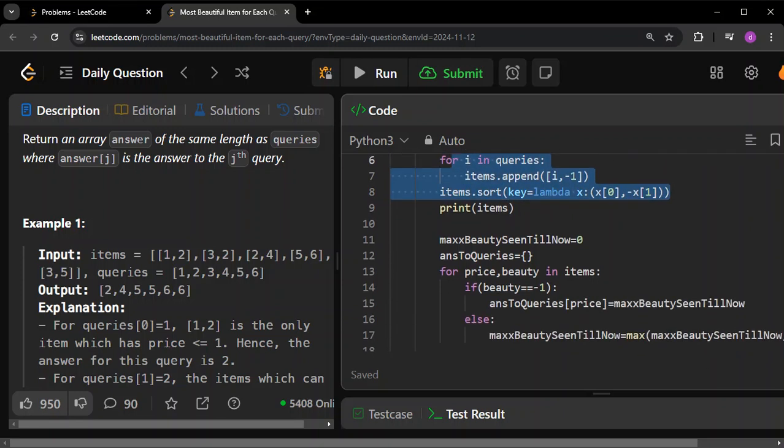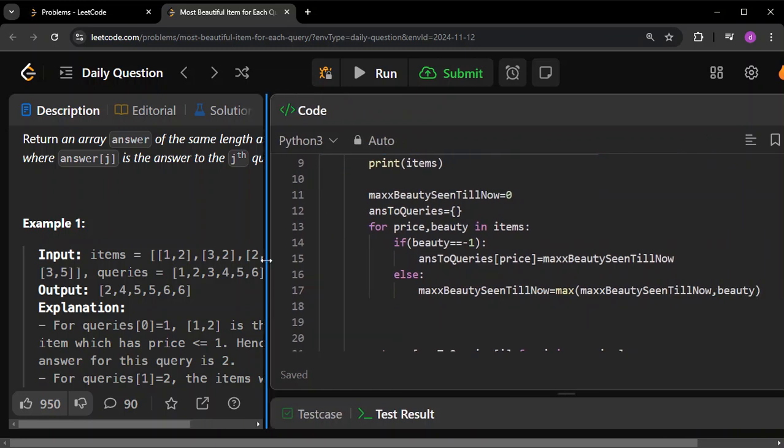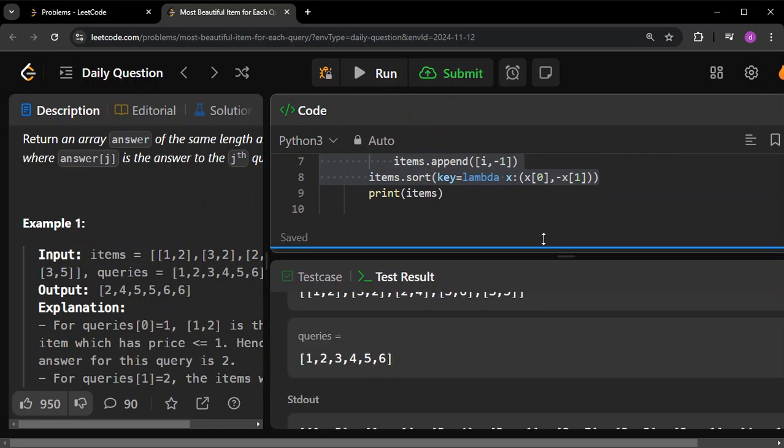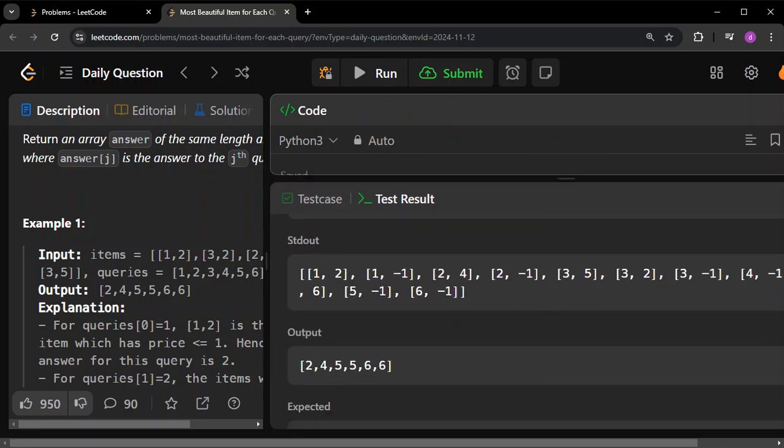Next, let me pull it here. See, next what I'm doing. One thing is very clear, right? Whenever you see here, the one with the highest beauty will always be forward. And then, for example, this price is the same. This is one of the prices, but the query is also having this price.